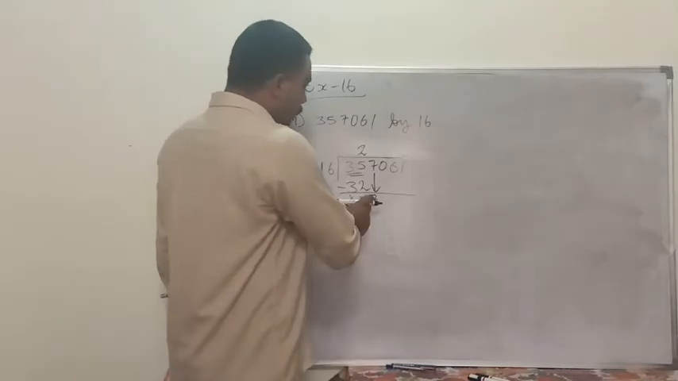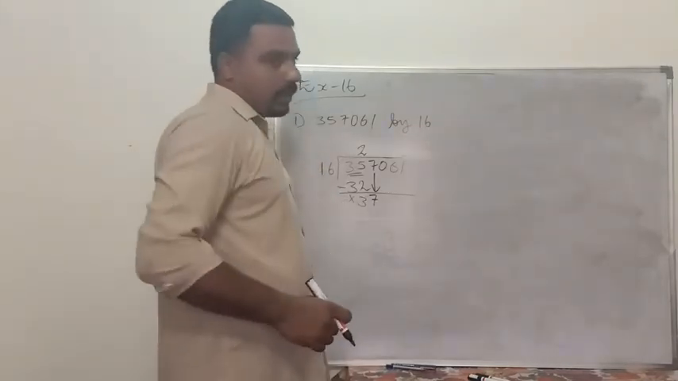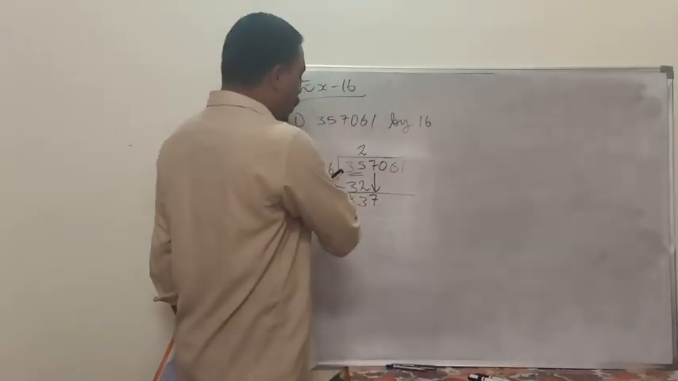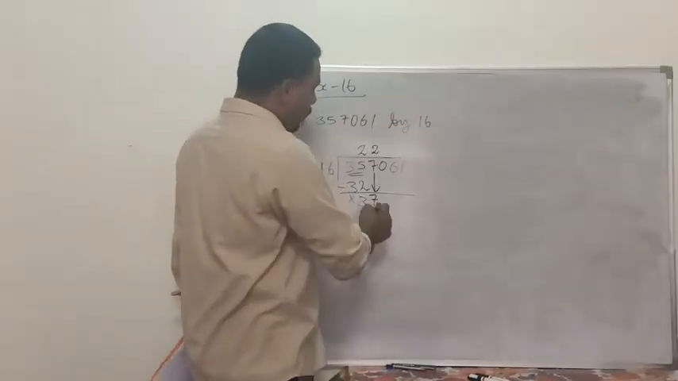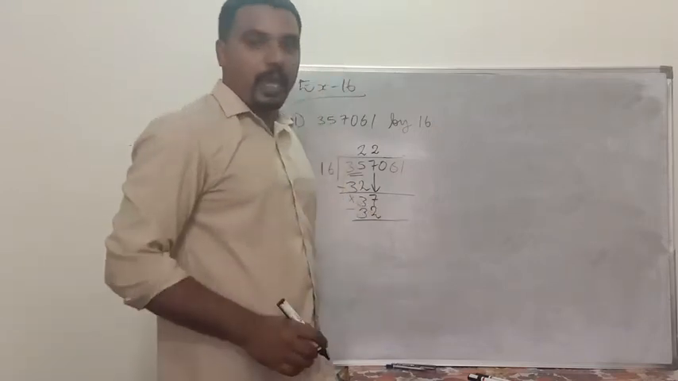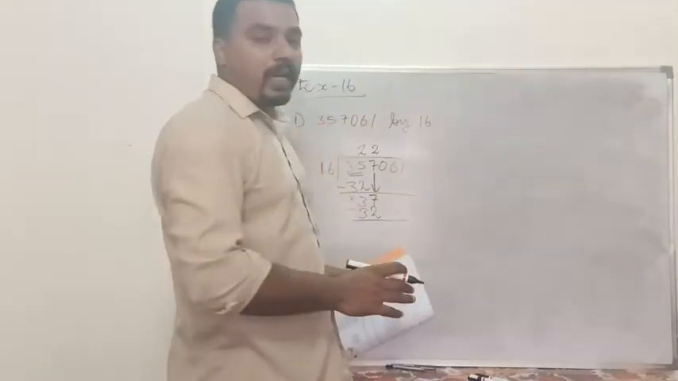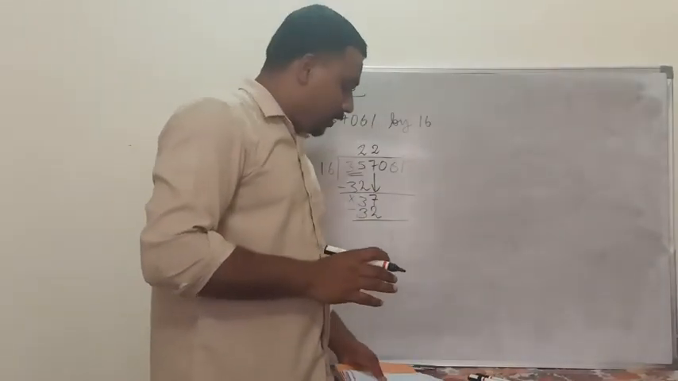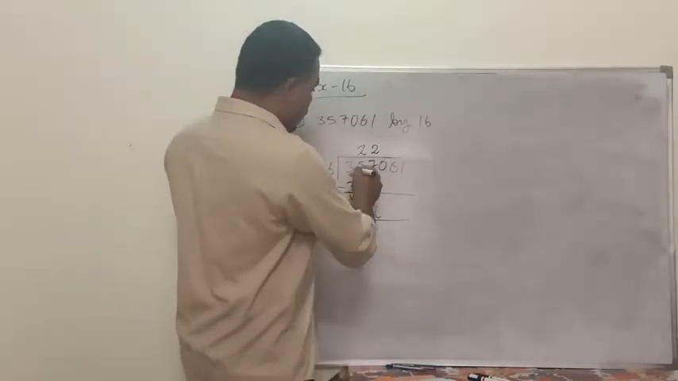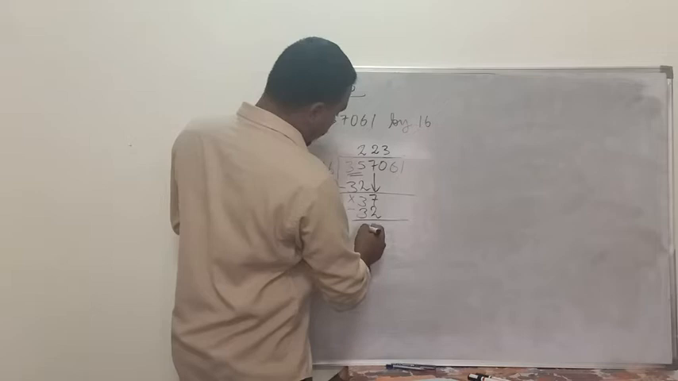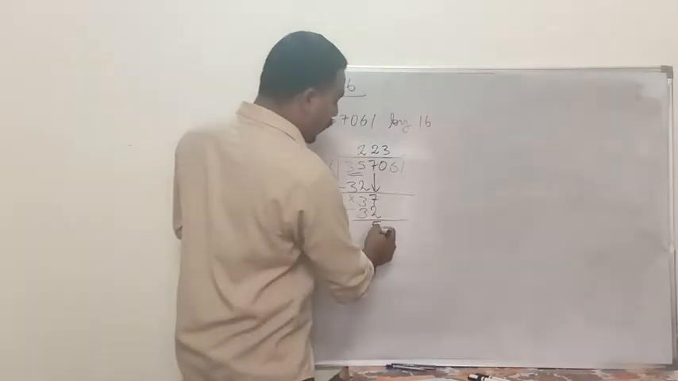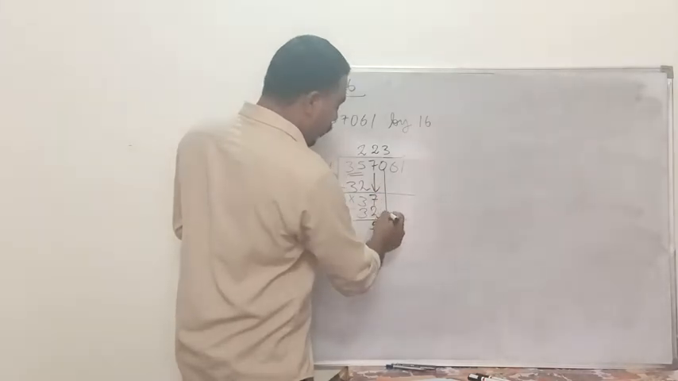Next, 37 is greater than 16. Now what we have to do? We have to check in the 16 table. So 16 into 2 is equal to how much? 32. Subtract it again. This process will continue till we get a remainder or a 0. Before that we have to subtract this. 7 minus 2 is equal to 5. Then the 0 we have to write down.